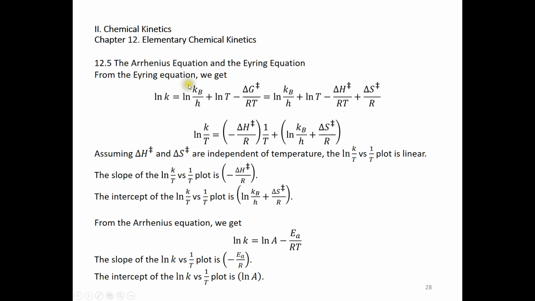Given the Eyring equation, we need to make a plot of ln(k/T) versus 1/T. For the Arrhenius equation, we need to generate a plot of ln k versus 1/T. The vertical axis is different. We have ln(k/T) here, and we have ln k directly from the Arrhenius equation.